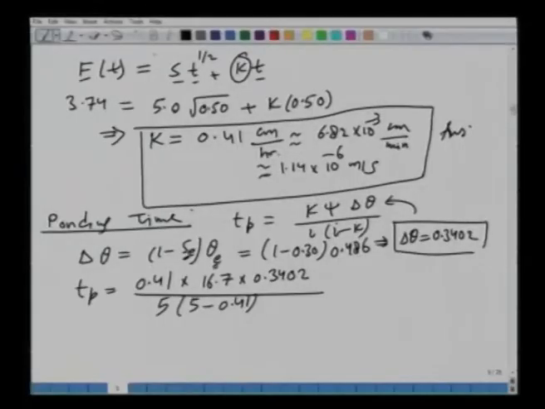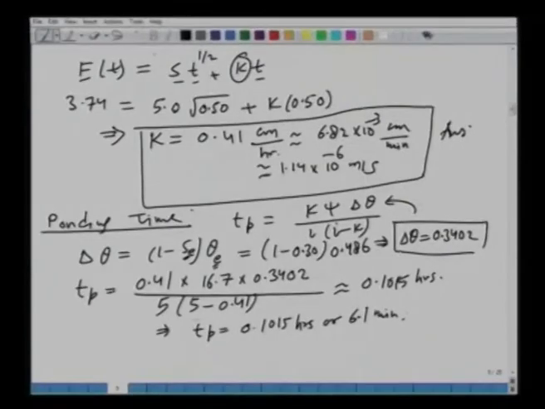So, you can notice that this aspect has been taken care of. This answer would be in what units? Hours, 0.1015 hours. Then you can convert it into minutes if that is desired. So, your T_p would be equal to 0.1015 hours, or about 6.1 minutes.